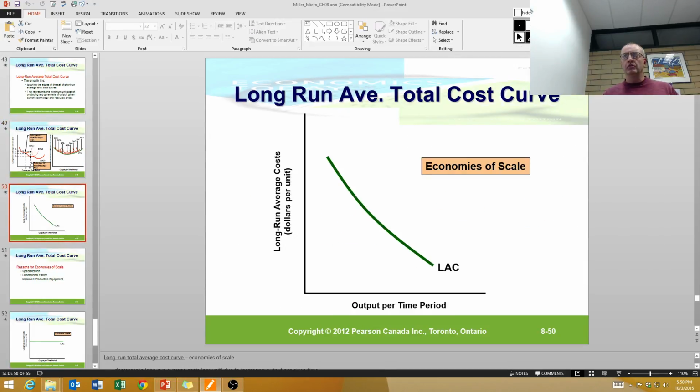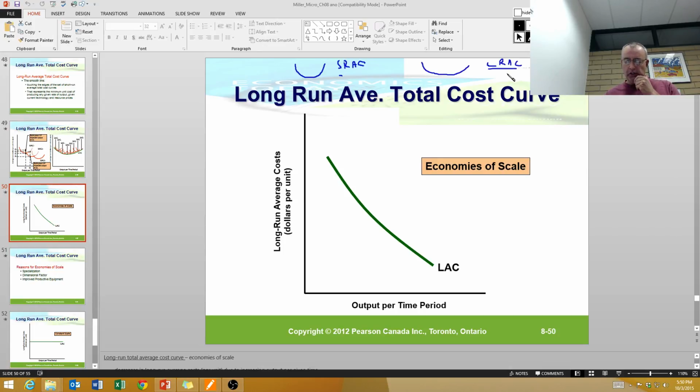Okay, so why is the long-run average cost curve U-shaped? The short-run average cost curve is also U-shaped, but they're U-shaped for different reasons. The short-run average cost curve is U-shaped due to diminishing marginal returns. But the long-run average cost curve is U-shaped for other reasons.